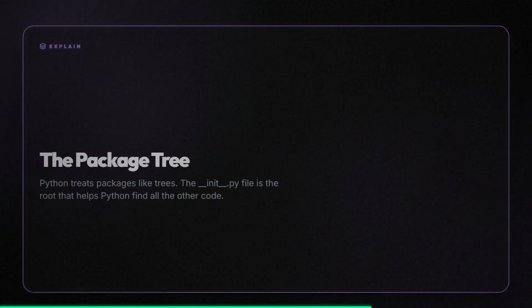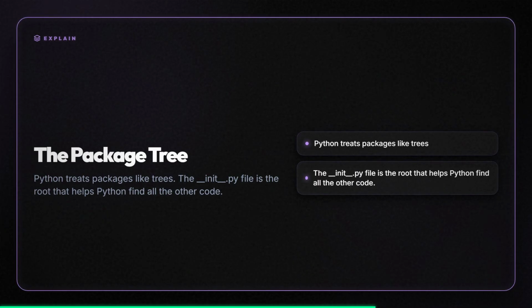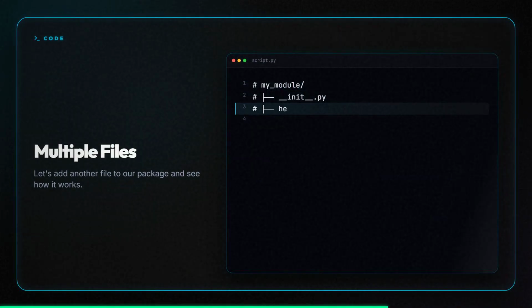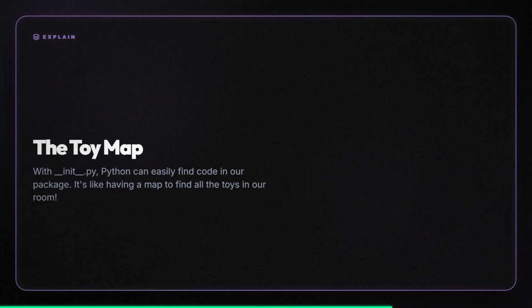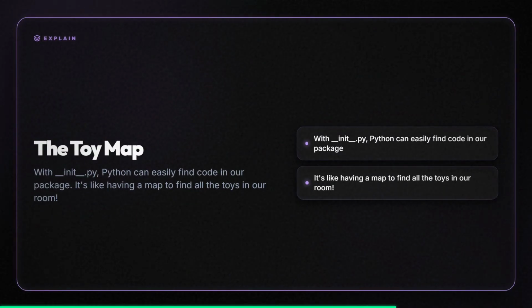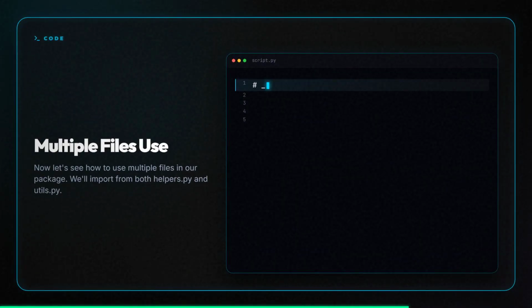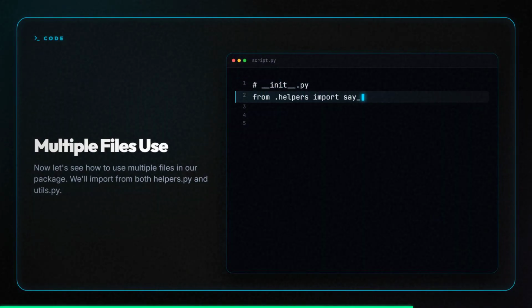Python treats packages like trees. The __init__.py file is the root that helps Python find all the other code. Let's add another file to our package and see how it works. With __init__.py, Python can easily find code in our package. It's like having a map to find all the toys in our room. Now let's see how to use multiple files in our package.